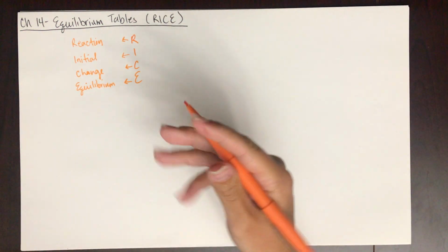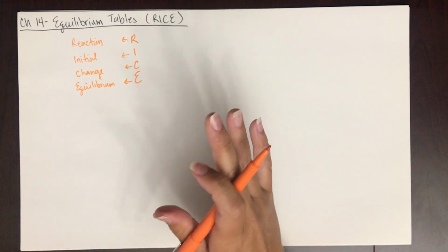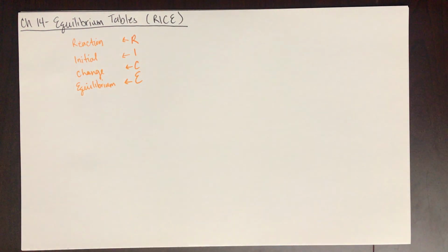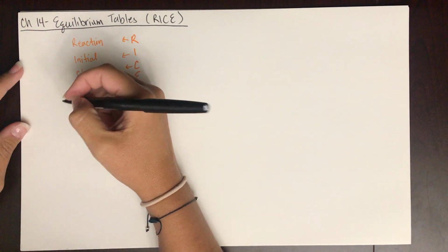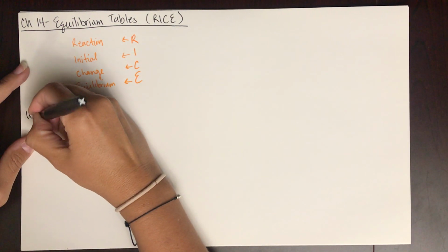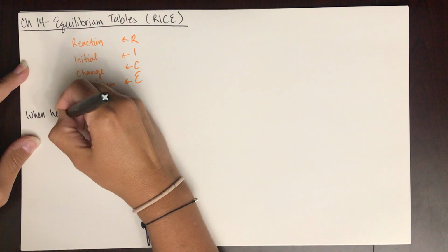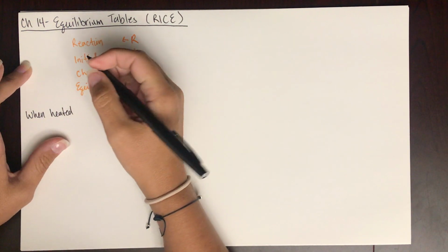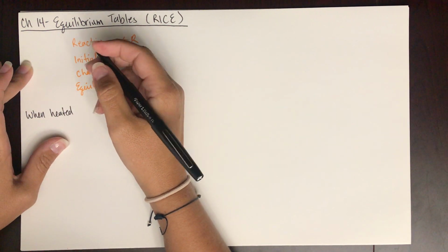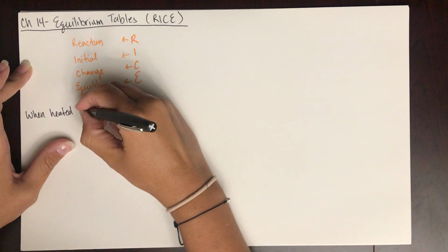Okay, so the best way to go through and teach this is to just use an example. So I'm going to write out the example and then we'll work through the equilibrium table. So here's the problem. It says, when heated, phosphorus pentachloride forms phosphorus trichloride and chlorine gas.